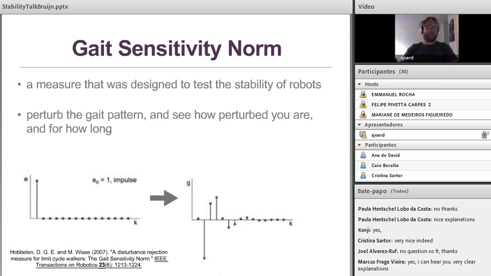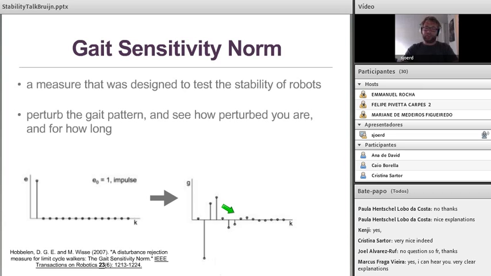But in any case, they were looking for something that could say something about whether the robot was going to fall or not. And the basic idea was, okay, we perturb the gait pattern, and we see how perturbed we are and for how long we are perturbed. So what you see here is that you have an input perturbation at one step, it's this one, and then you look at the gait pattern, for instance the step length or the step time, and you see how different it is from normal, where normal is the x-axis. This first step is of course similar because that's when the perturbation happens, and then the first step after the perturbation is shorter, then it's longer, almost similar, shorter, etc. So you look at this and you say, okay, how much is my gait pattern perturbed by a perturbation?